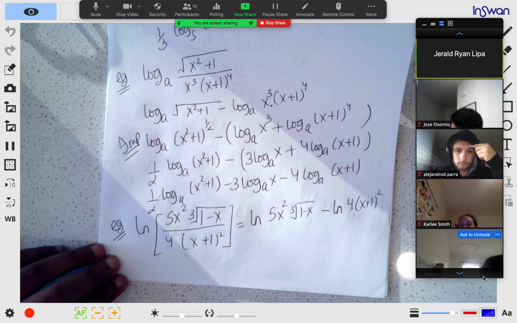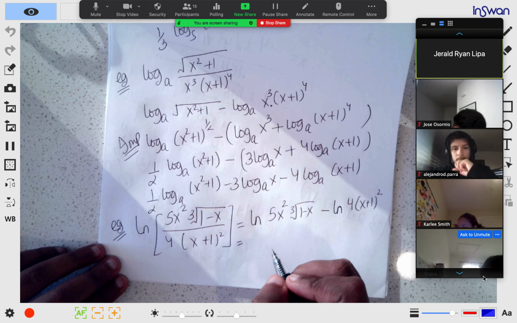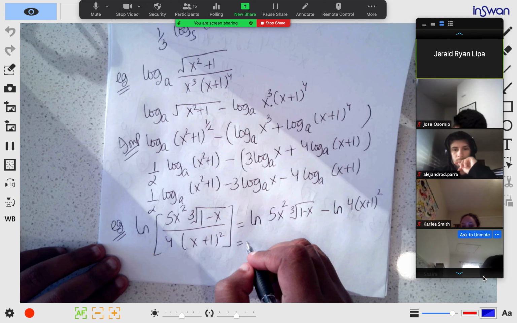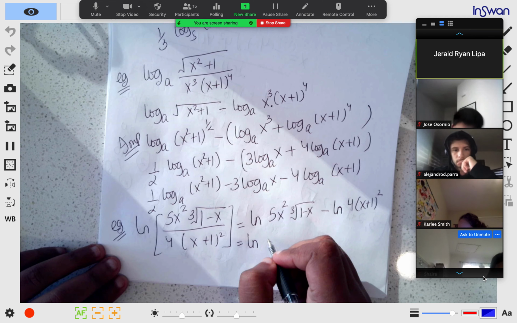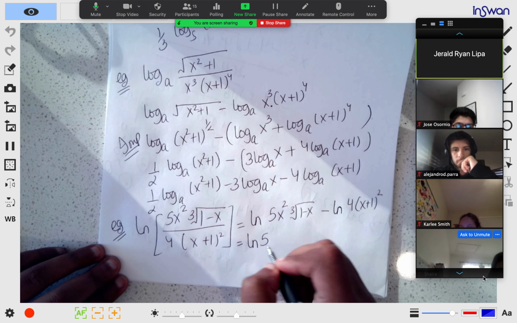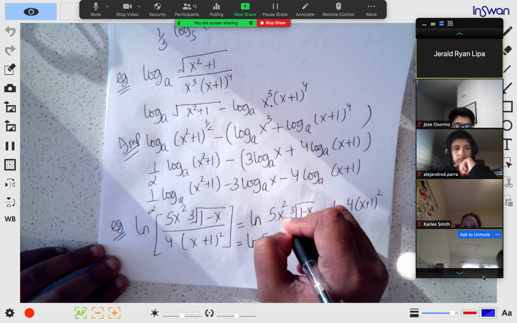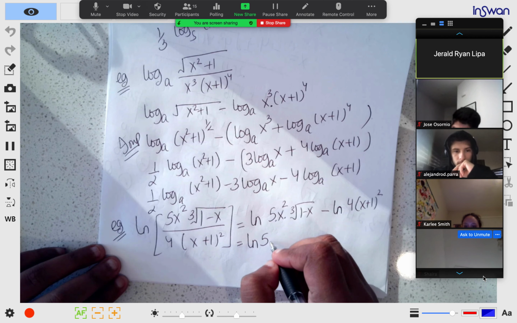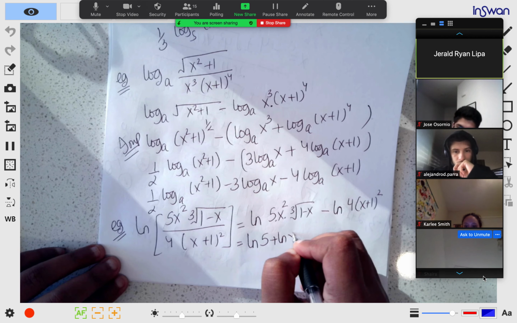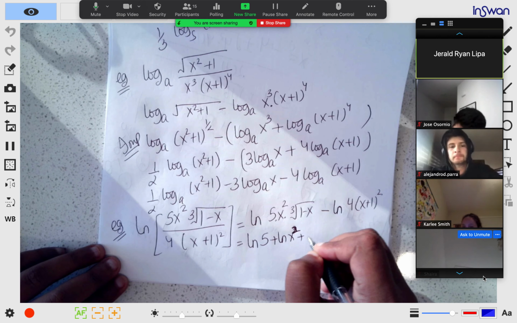And then to expand the first one even further, because they're multiplying, we're going to have ln 5x squared plus... No, Gerald. 5 is also multiplying, x squared is also multiplying, and that thing is also multiplying. So we separate to ln 5 plus ln x squared plus ln cube root 1 minus x.